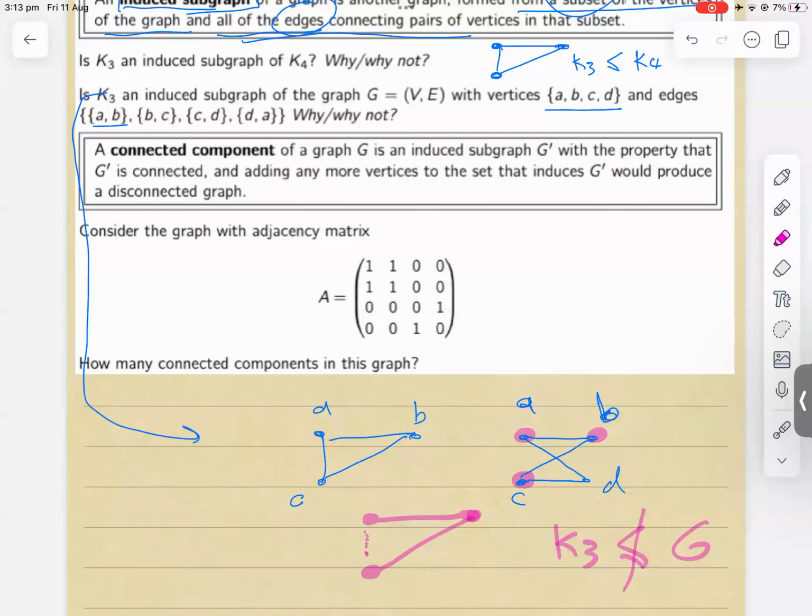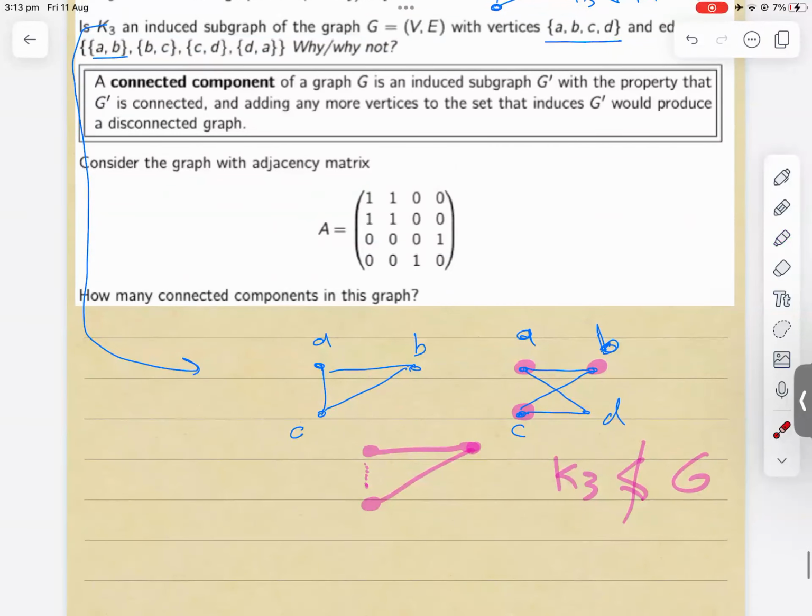All right. So now a connected component. We've got not many questions. Okay, let's finish. A connected component of a graph G is an induced subgraph G prime with the property that G prime is connected.